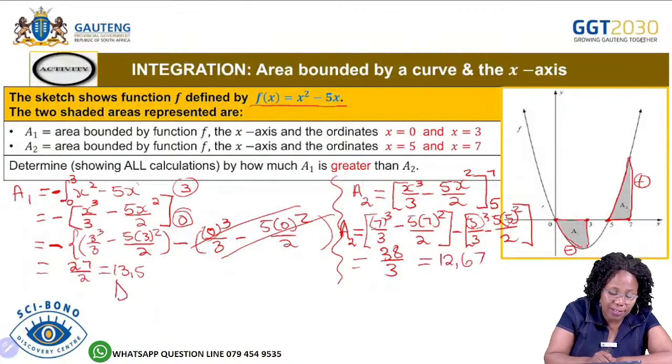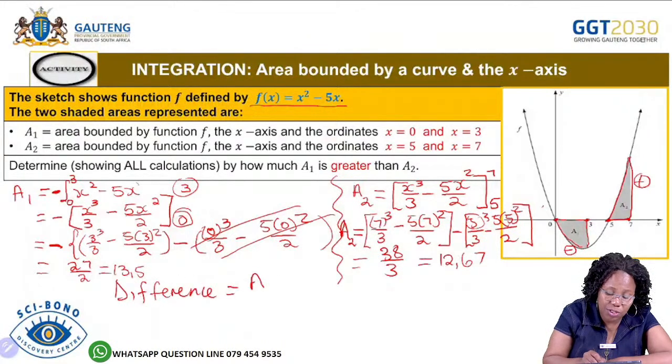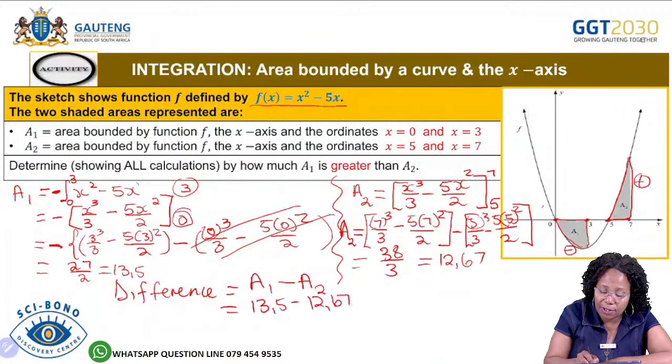Then when you look at the difference between the two areas, it will be the biggest area, which is A1, minus the smaller one, which is A2. That is 13,5 minus 12,67. And basically this will give us 0,83.